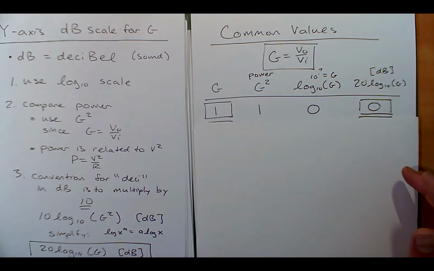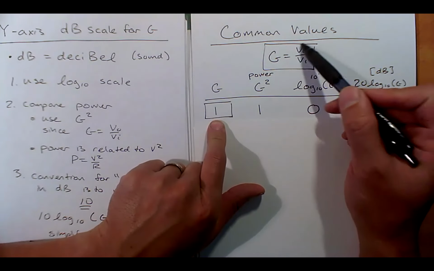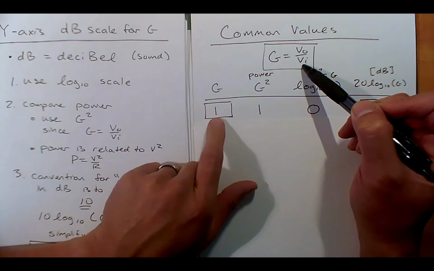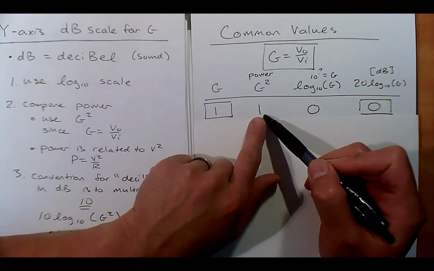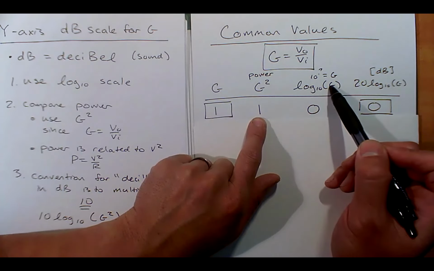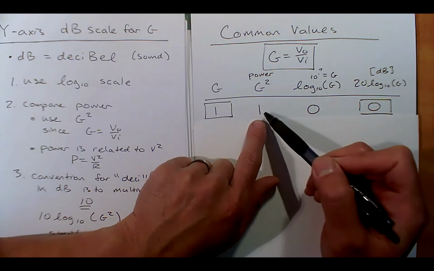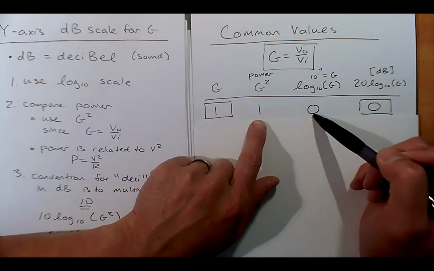Okay, so let's say we're at a situation like a low pass filter where these two are operating at the low frequency. So the gain is 1, right? No problem. What is the gain squared? 1. What is log base 10 of G? Well, remember the question, 10 to the what number equals G? In this case, 10 to the what number equals 1? Oh, that's 0.